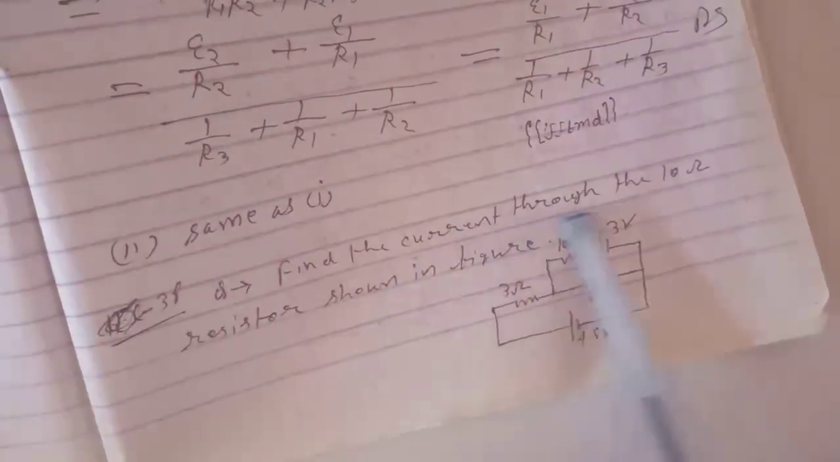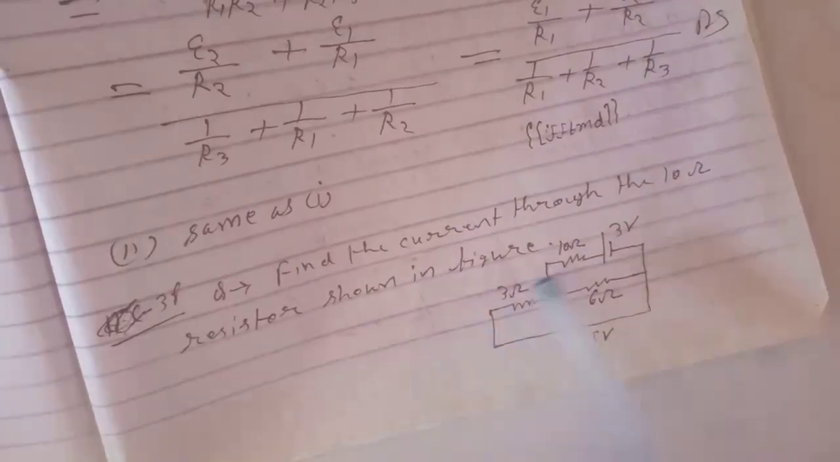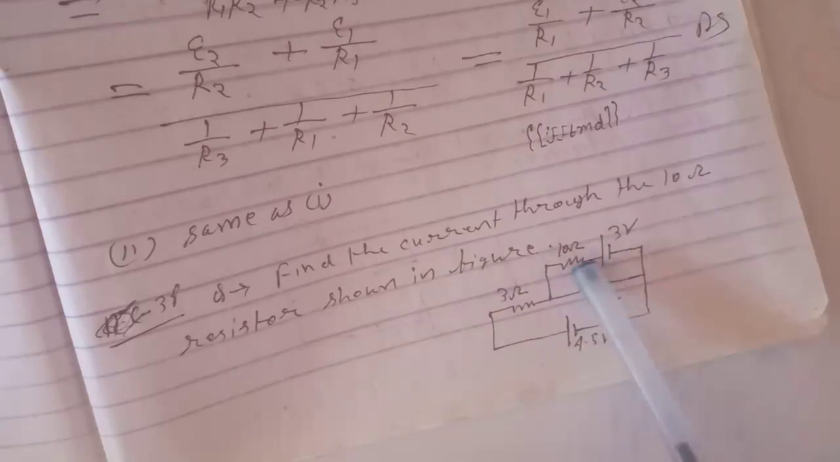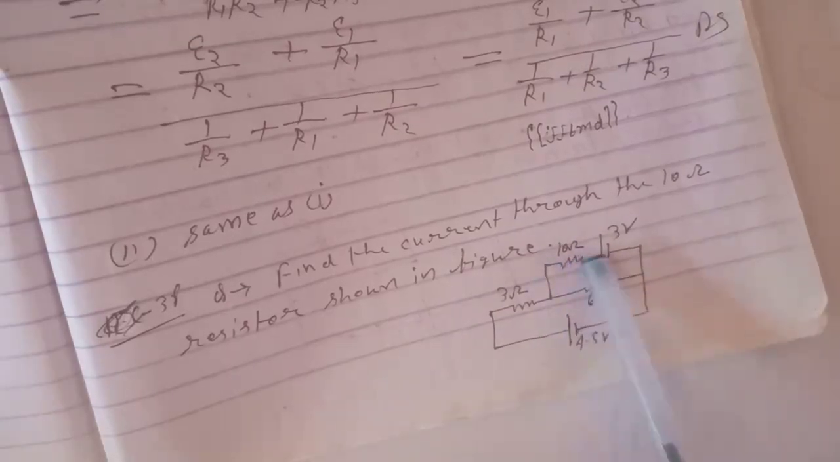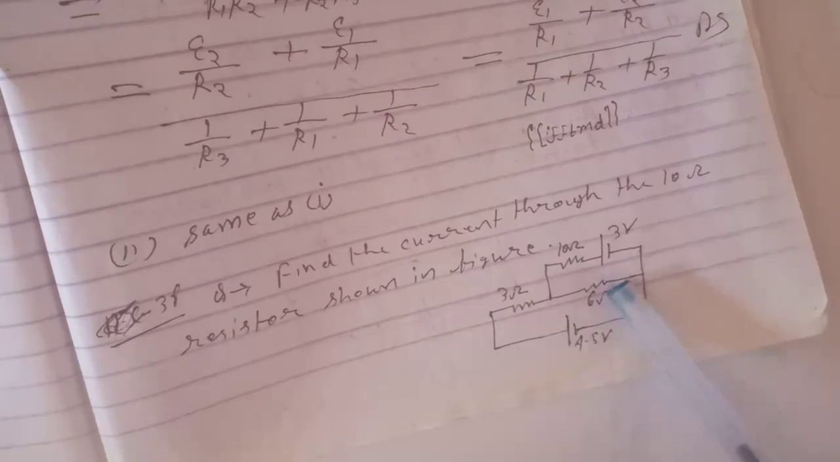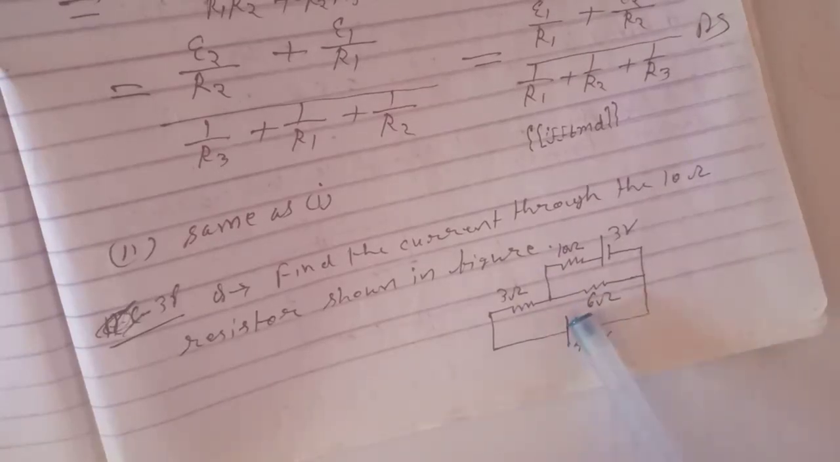Now our next problem is: find the current through the 10 ohm resistor shown in the figure. It is a closed circuit shown, and we have to find the current in this resistor. We will solve this problem using Kirchhoff's voltage rule and Kirchhoff's current rule. First we assign a current in the circuit, and then we solve it.